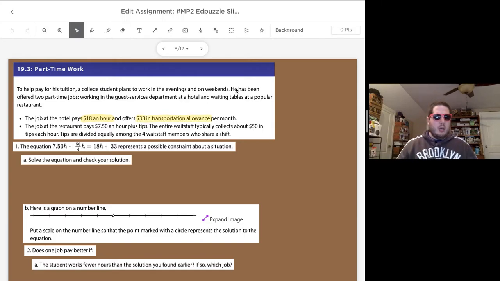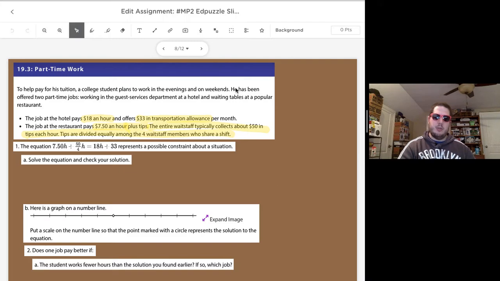The job at the restaurant pays $7.50 an hour plus tips. So there's possible tips here, so that might need to be included somehow. The entire wait staff typically collects about $50 in tips each hour. Tips are divided equally among the four wait staff members who share a shift. So there's a little bit of a complex situation here that we've got to decipher. All that stuff has to be accounted for.